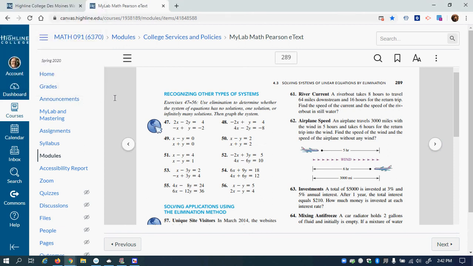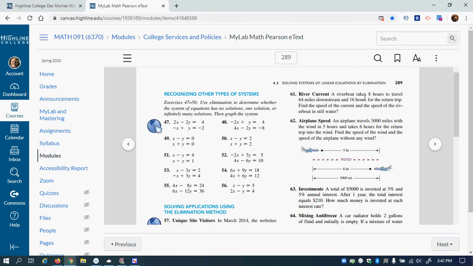Right, so this is section 4.3, but this time we're going to be solving applications using the elimination method. So I thought I'd go to page 289. This is a common problem that a lot of students have on the homework, and they find this really frustrating problem to do. And so this is 61, river current.